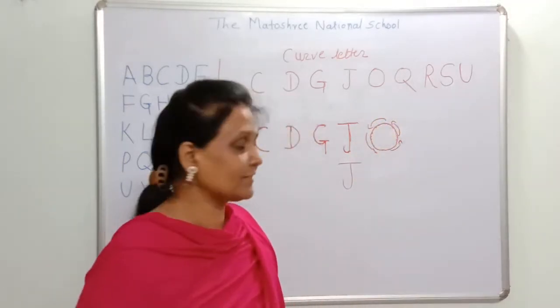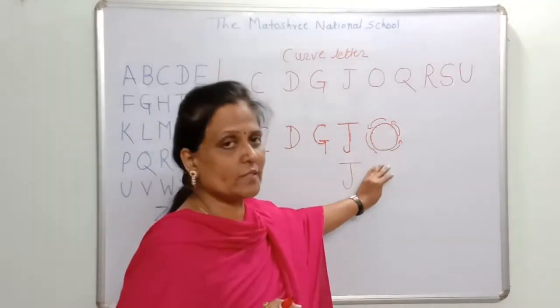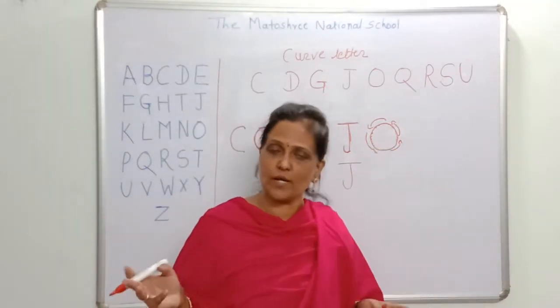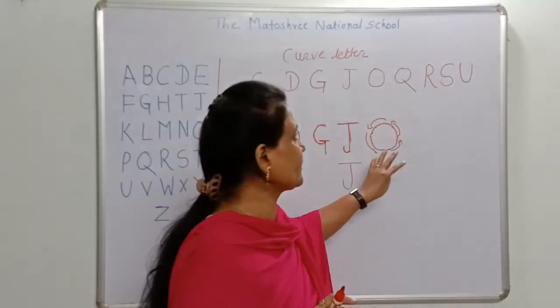To make a circle, to make an O. O says O. O as in ostrich, orange. Okay. O says O.